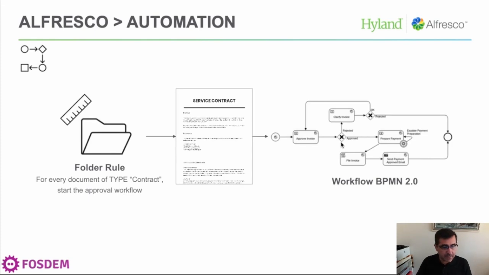If we move to the automation, we have, for instance, folder rules that are able to classify the document according to different criteria. For instance, for every document of type contract, you have to start the approval workflow. And the approval workflow is something that is also provided by the Alfresco repository, and that is relying on the Activiti engine, that is a BPMN engine. So we can define a workflow for the document, with different steps that are prepared for user interaction or for automation, some process and connection with external services and so on.